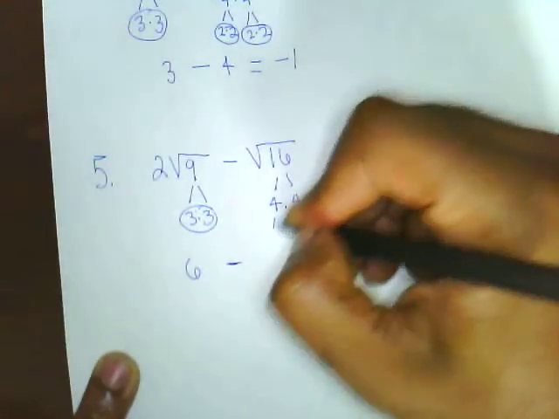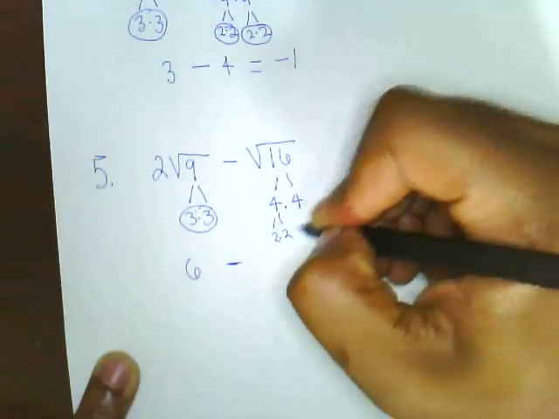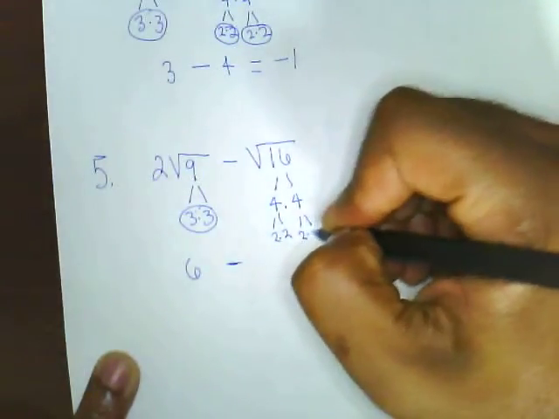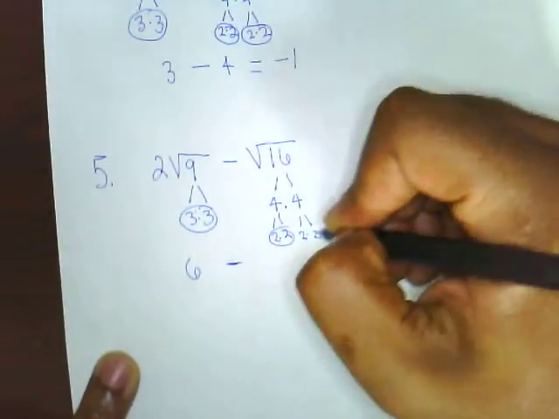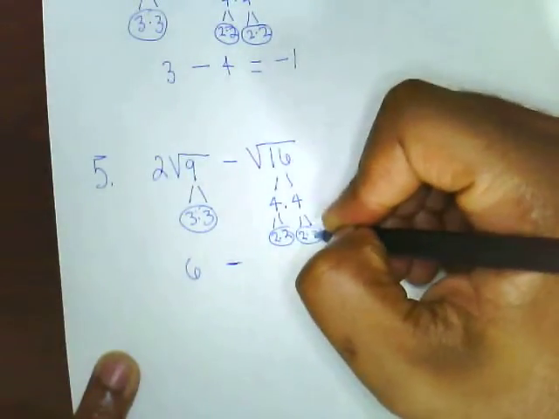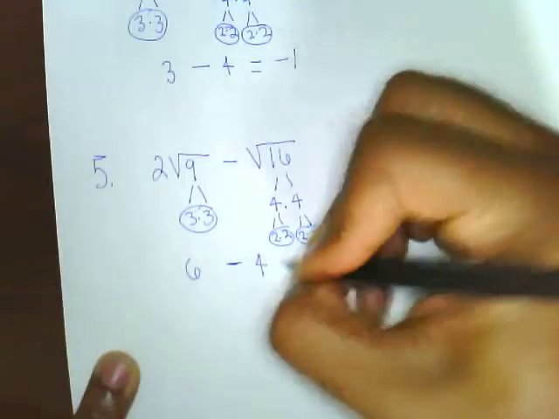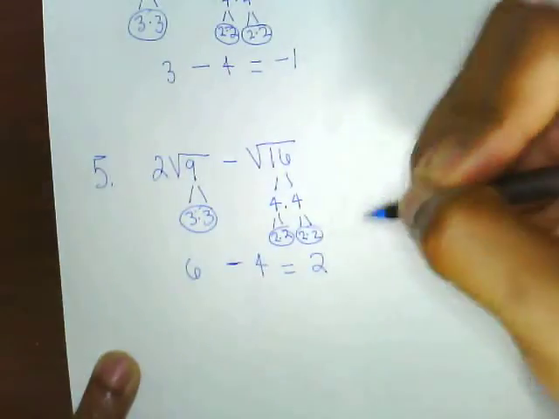We already said what the square root of 16 equals: 4, because there's 1 pair, 2 pair. 2 times 2 is 4. So our answer is 2.